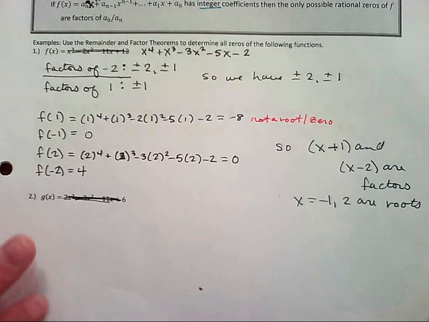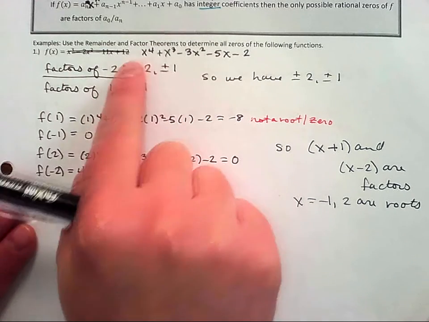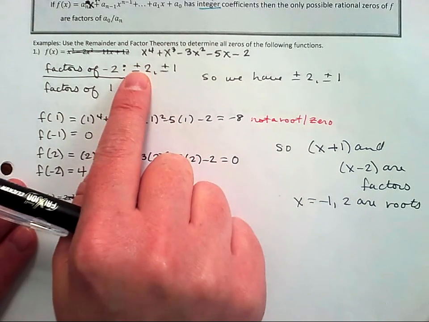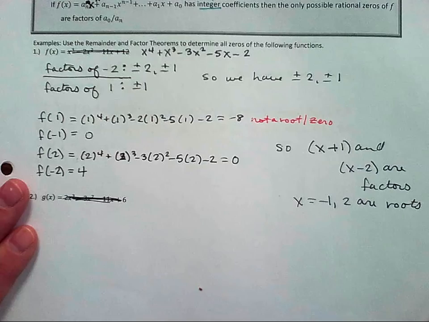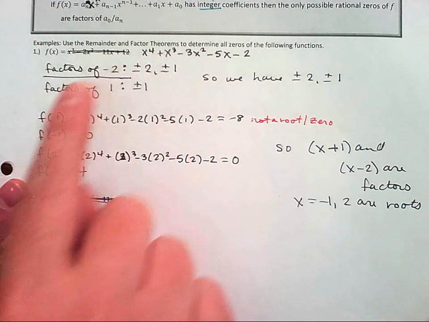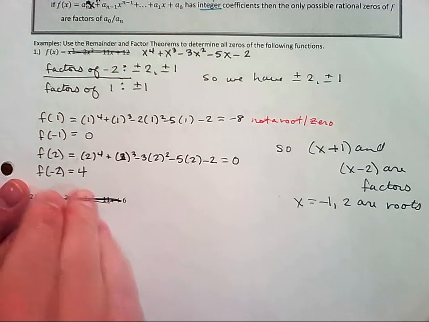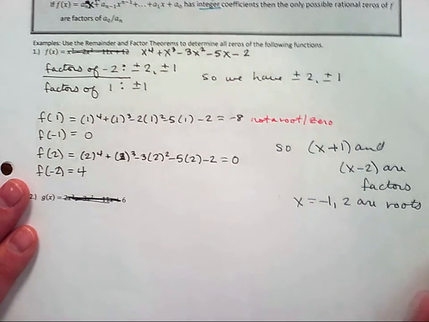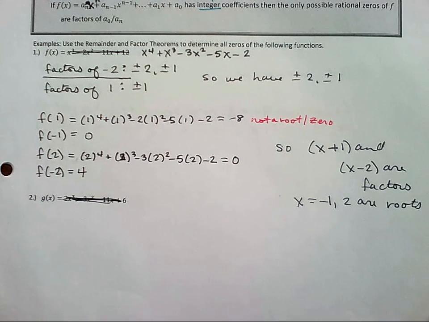So let's summarize. This rational zero theorem tells me what rational numbers to look at, because I could look at anything, right? But these are the only rational numbers I need to consider. Once I plug them into my function, the result is the remainder. If the remainder is 0, it is a root, it is a factor. So we're combining 3 theorems now, so we need to have a good idea of what those are, right?